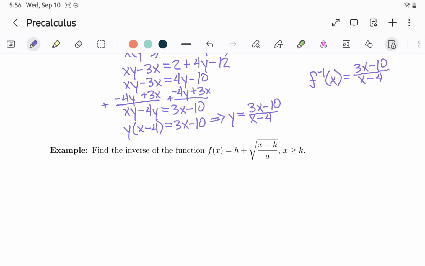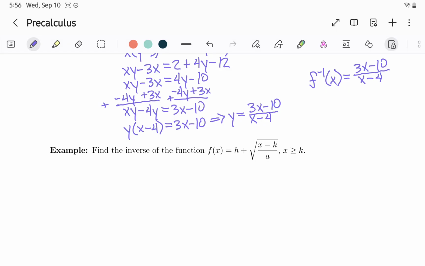So in the next of these examples, we are asked to find the inverse of the function f of x equals h plus the square root of x minus k over a. And this is for x greater than or equal to k. Again, this just has to do with the domain of f here. Since we have the square root going on here, we need the expression under the square root to be non-negative in order for us to have a real number value for f. And so that's going to happen when x is greater than or equal to k. So that's just about the domain.